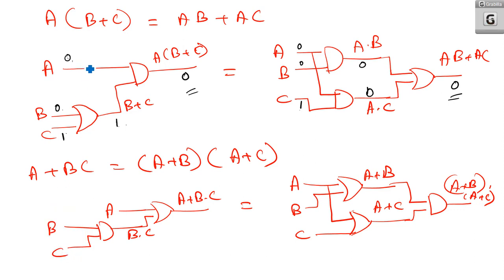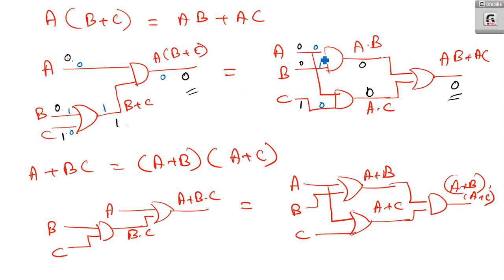Okay. Let the input A be 0, 1, 0. So what is B or C? B or C is again 1. Then A and B or C, that is 0 and 1. The answer is 0.